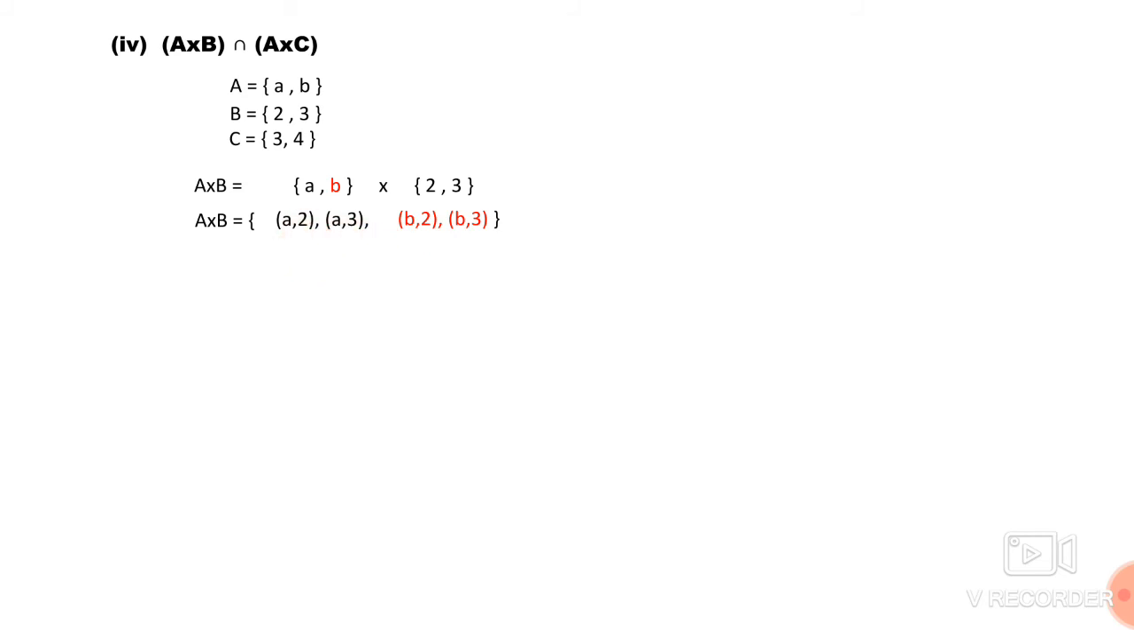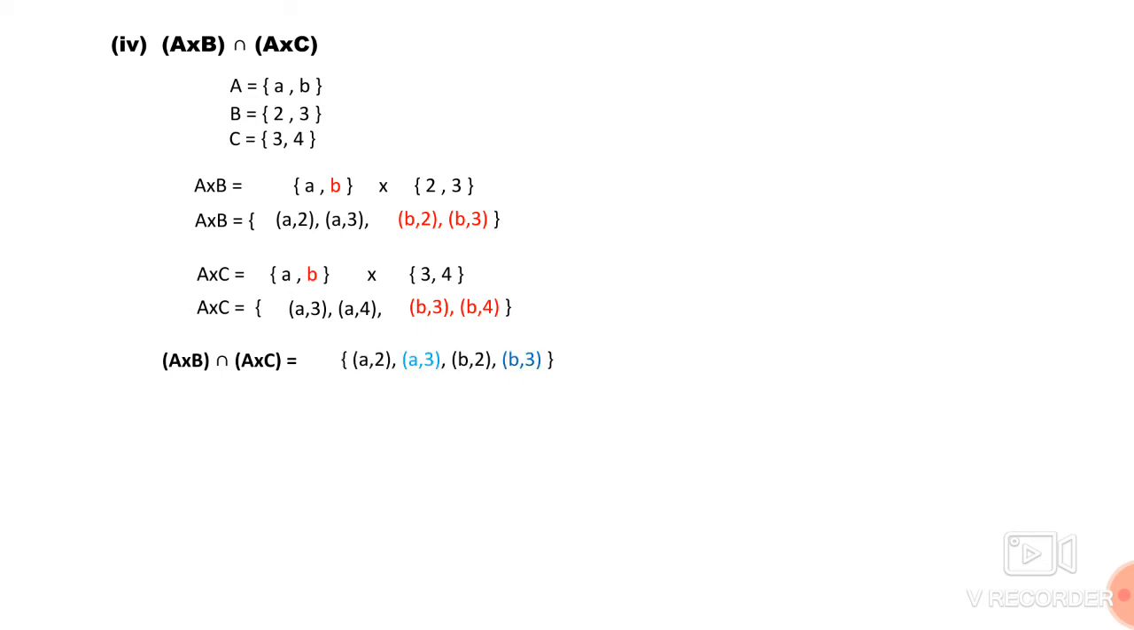Now A cross C. To find A cross C, we will write set A first. Set A is A, B. Cross set C is 3, 4. Making the ordered pairs, we will have (A,3), (A,4) and (B,3), (B,4). Now we are going to find the intersection of these two sets. A cross B intersection A cross C.